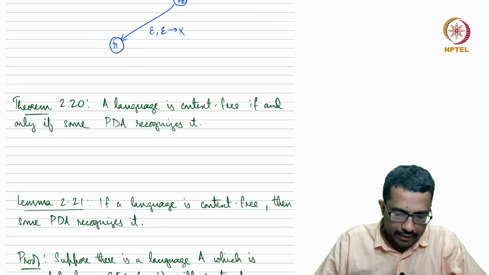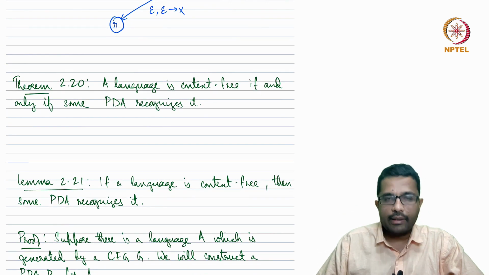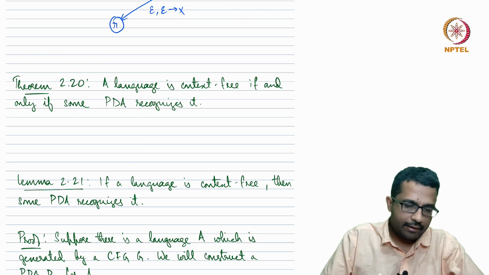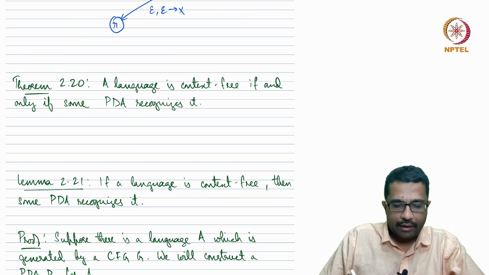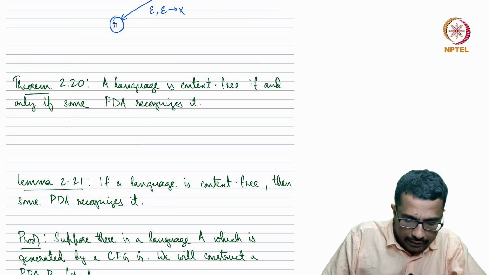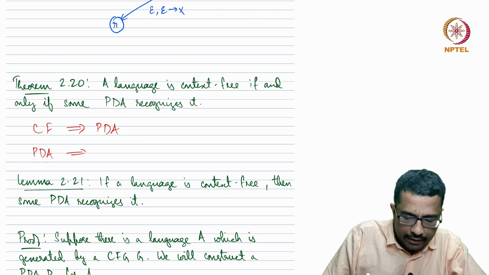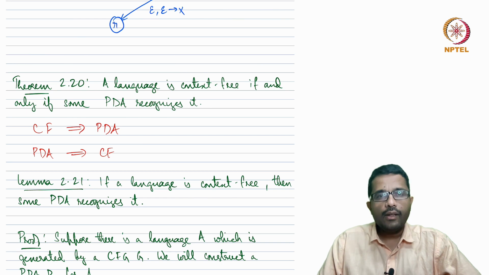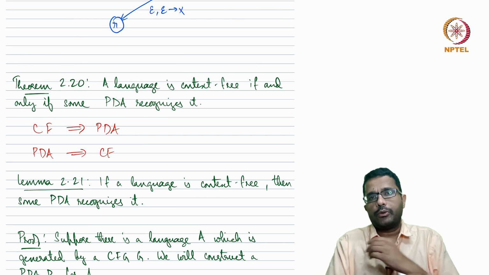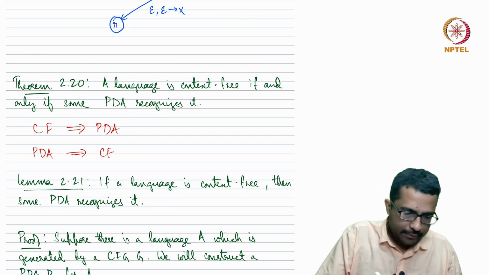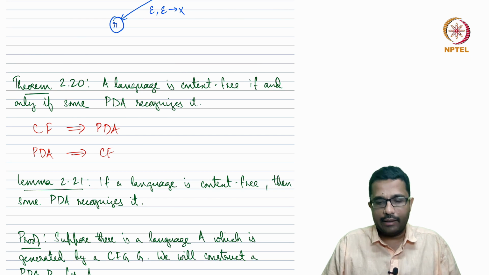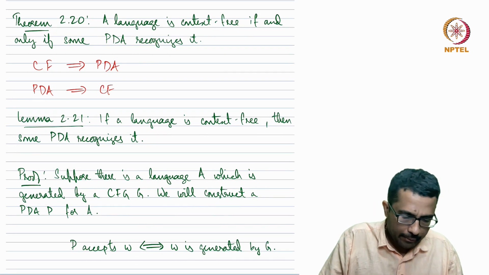So now let's state the theorem. The theorem says that a language is context free if and only if some PDA recognizes it, right? So there are 2 directions as always. The first direction is that a language is context free implies some PDA recognizes it, and the other direction is that PDA recognizes it implies that it is context free, right? So these are 2 directions that we need to show, and we break down the proof into 2 directions. So the first direction, context free implies that there is a PDA that recognizes it, is stated here in lemma 22.21.